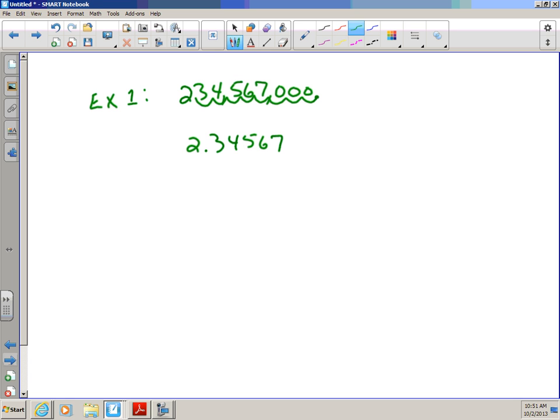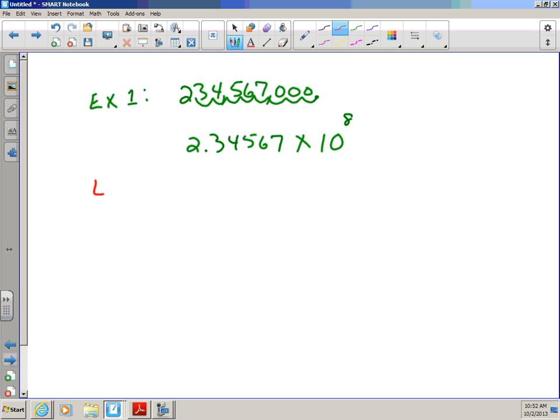But it's not equal to that number. I still need to multiply it by a number in base 10. The way I figure out the exponent is I count the number of places I moved. 1, 2, 3, 4, 5, 6, 7, 8. And there's my answer. Okay?